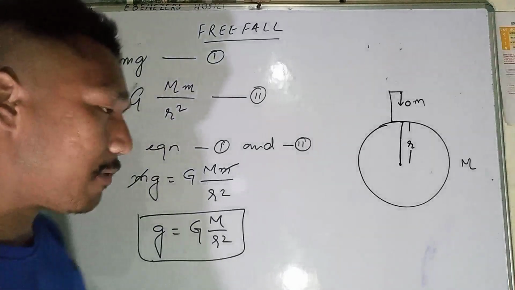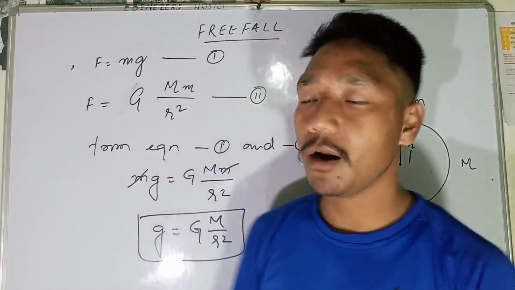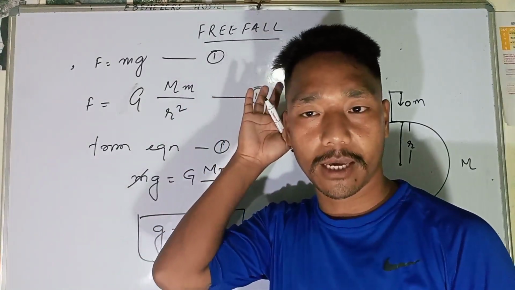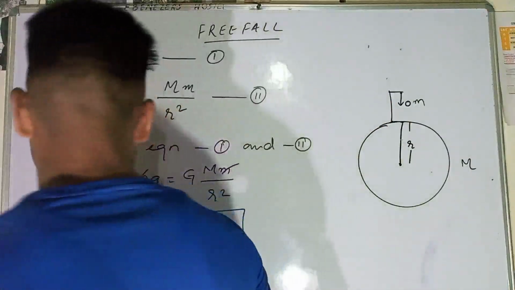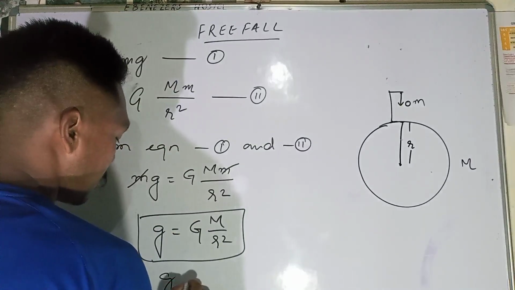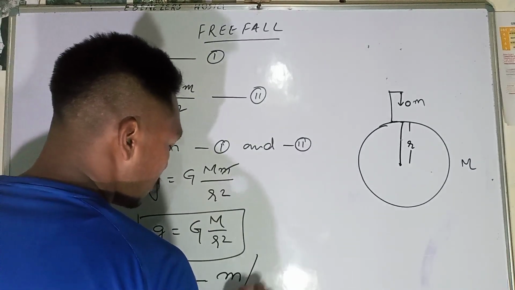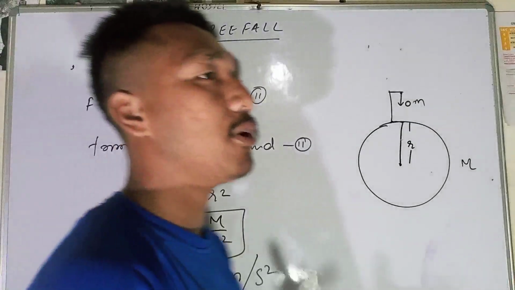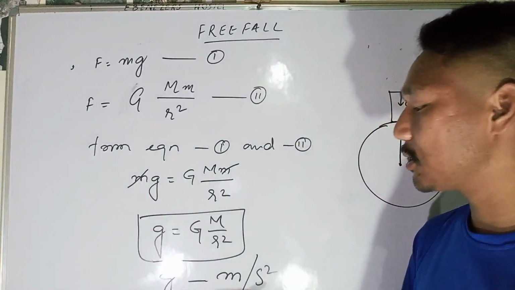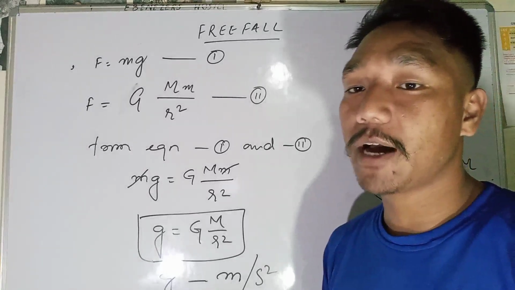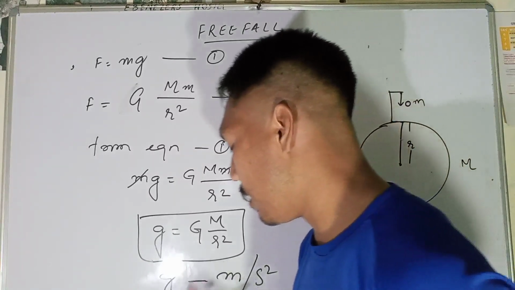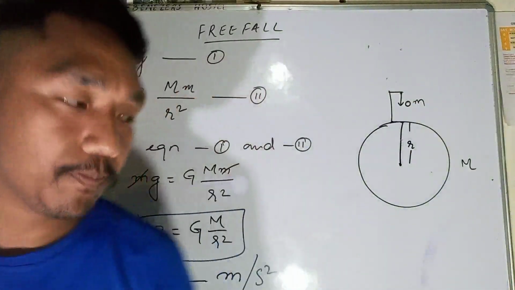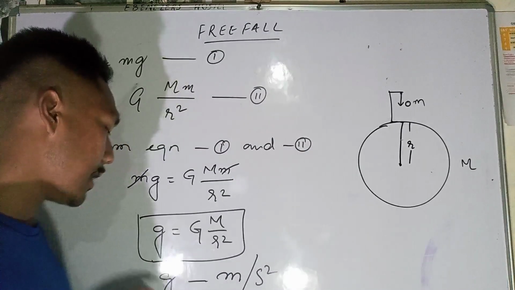By putting in the values of the mass of the Earth, the radius of the Earth and the gravitational constant, we get the value of g. The SI unit of g will be meter per second square. Why? Because it is acceleration. Just as we define the unit of acceleration, meter per second square.